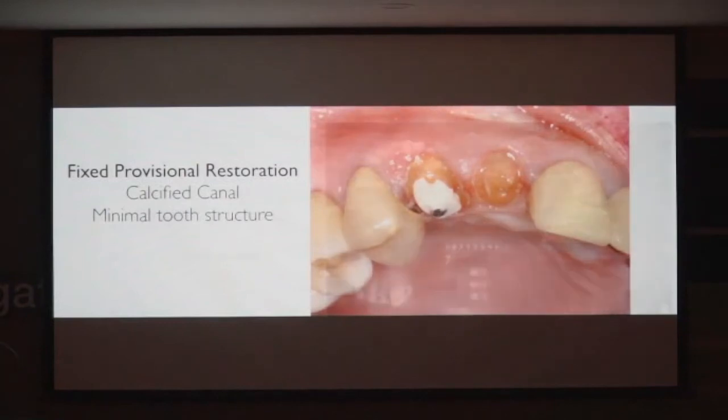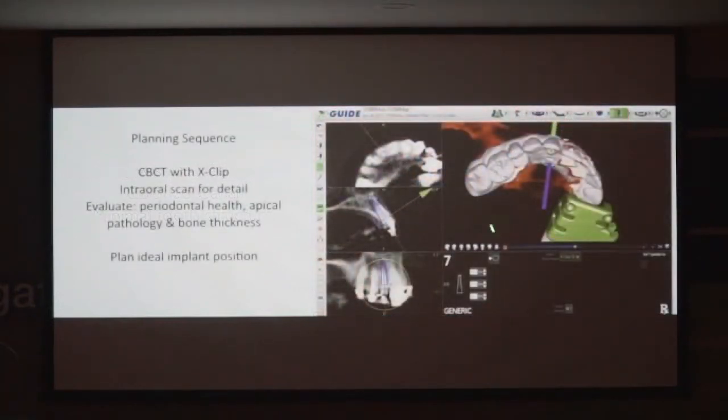Now, how do I do this? I take a CBCT with an X-Clip. I do an intraoral scan. You have to use a scanner to do this because you need fine detail. I evaluate the soft tissues around the root. You have to have a periodontally healthy root along the margins. You can't have any pockets or anything on the buccal. And you want to look at the pathology at the apex. You can have pathology at the apex, and we'll talk about that.